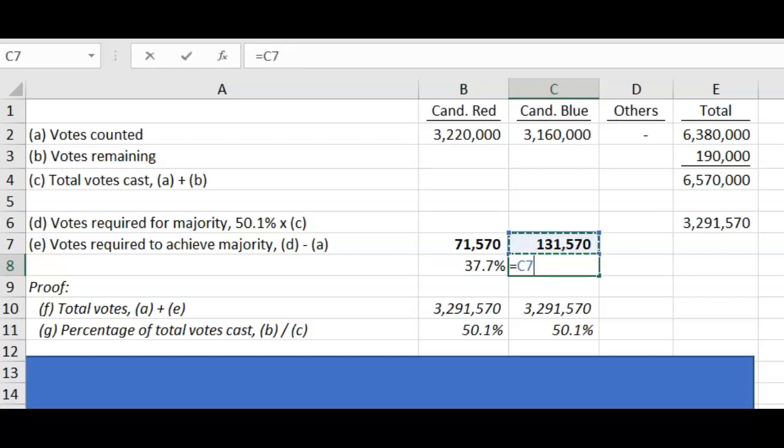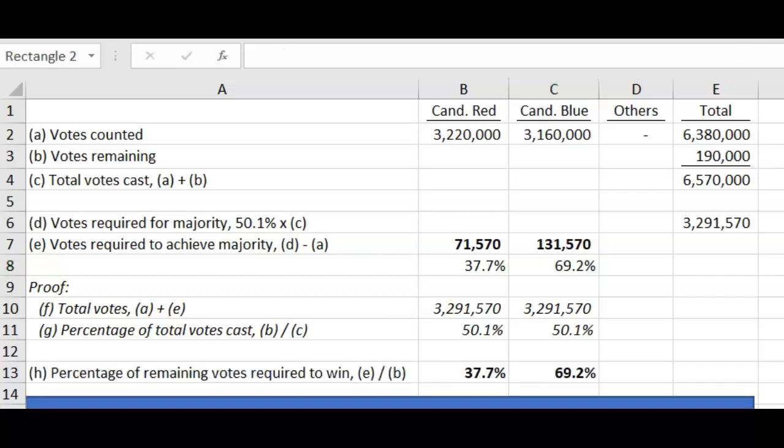In the case of candidate blue, we take the 131,570 divided by 190,000, and we'll turn that into a percentage. Take it to one decimal place, 69.2%. Now, this is just a quick illustration. Those are the calculations that I just added. You can also see them down here. Exact same calculation.